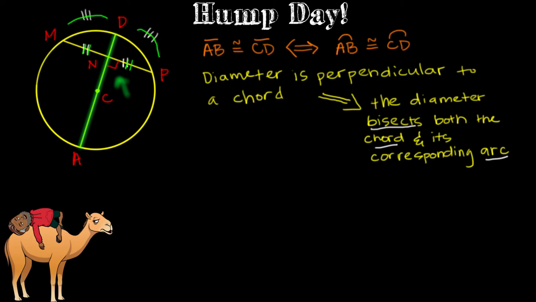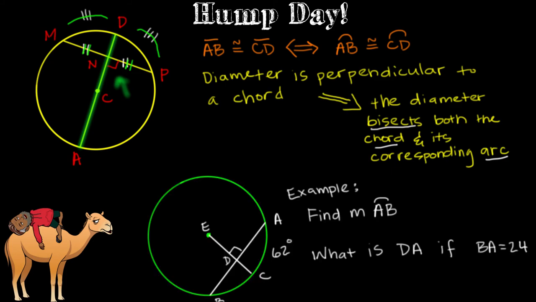All right, so let's take a look at our last example for the day. Given this circle right here, I need to find two things. What is the measure of arc AB? And then what is the length of segment DA given BA? Okay, so we take a look at this. Now you'll notice that we have a chord BA, and in addition to having the chord, we also have a piece of the diameter called the radius, which is perpendicular to that chord.